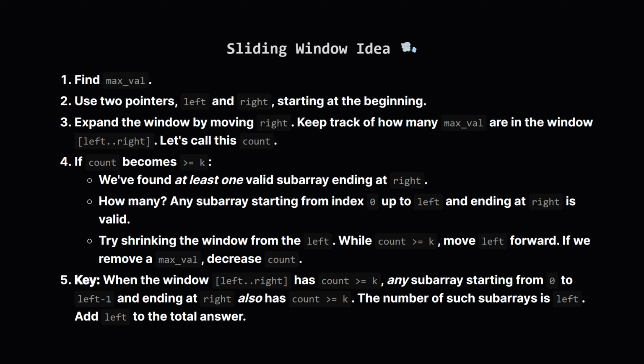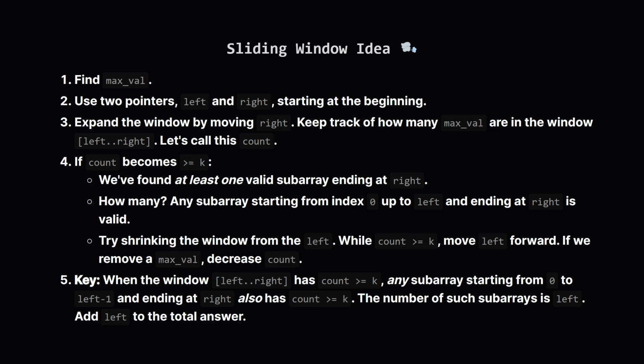Now, the clever part, as soon as our count of max_val reaches k or more, we know that the current window left-right is good enough. But not just this window. Any subarray that ends at the current right position and starts anywhere from the beginning of the array up to the current left position must also contain at least k copies of max_val. How many such starting positions are there? Exactly, left positions, from index 0 up to left minus 1. So every time we have count greater than or equal to k, we add left to our total answer.